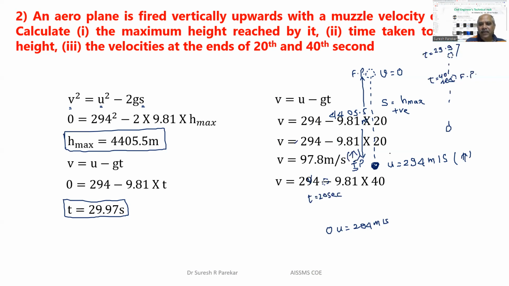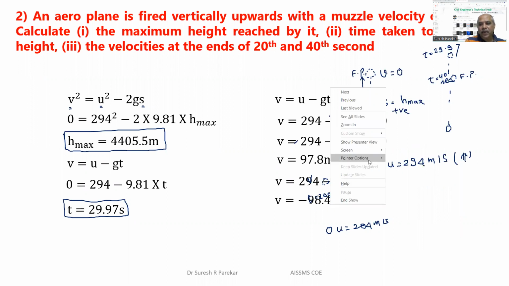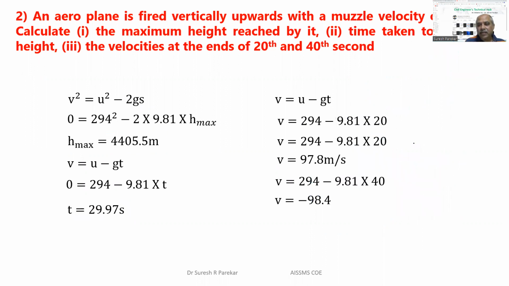We can use the same equation V equal to U minus GT. U is 294 minus 9.81 into 40, and we get the value of V as minus 98.4. This is most important. This value is negative because it is in the downward direction. Until 29.91 seconds it is in one direction, but after that it comes downwards. And likewise we will get the value of this.